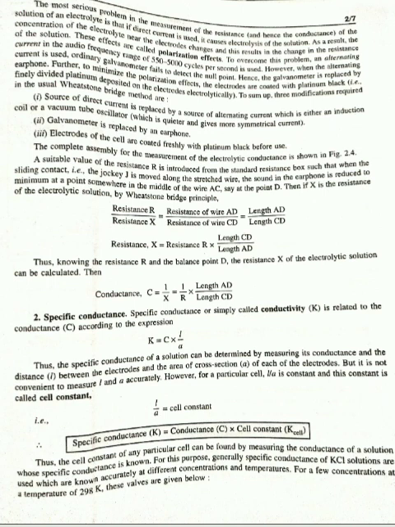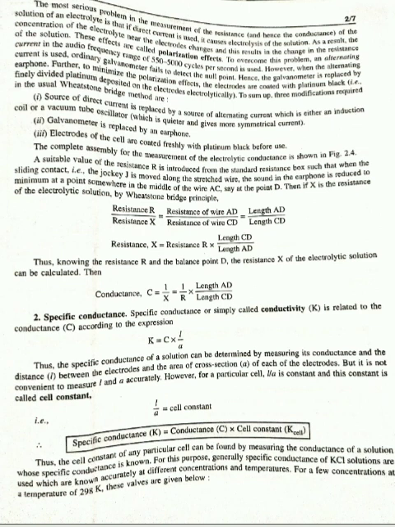A suitable value of the resistance R is introduced from the standard resistance box such that when the sliding contact, that is the jockey J, is moved along the stretched wire, the sound in the earphone is reduced to the minimum at a point somewhere in the middle of the wire AC, say at the point D. Then if X is the resistance of the electrolytic solution, by Wheatstone bridge principle, resistance R upon resistance X is equal to resistance of wire AD upon resistance of wire CD, which is equal to length of AD upon length CD. Resistance X is equal to resistance R into length CD upon length AD. Thus, knowing the resistance R and the balance point D, the resistance X of the electrolytic solution can be calculated. Then conductance C is equal to 1 upon X, which is equal to 1 upon R into length AD upon length CD.